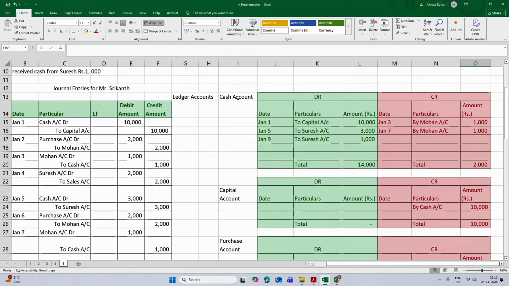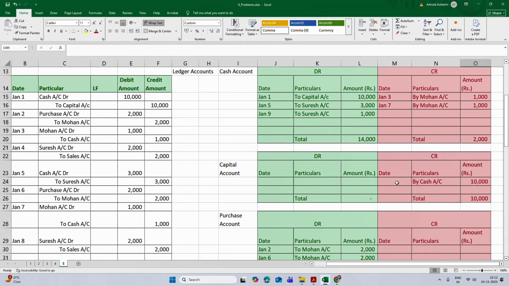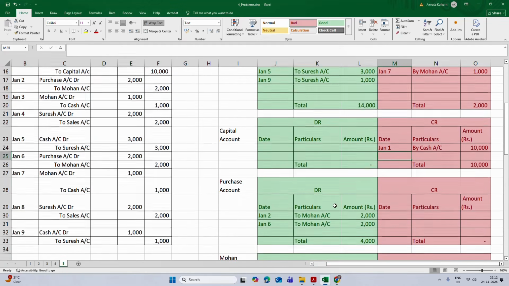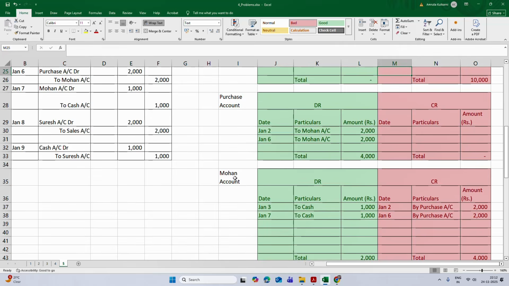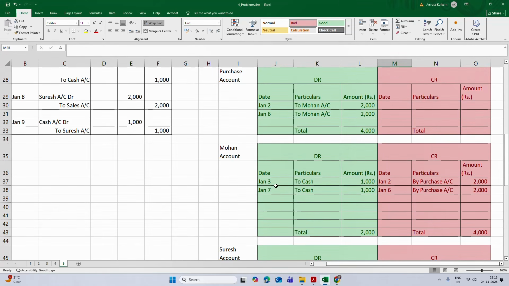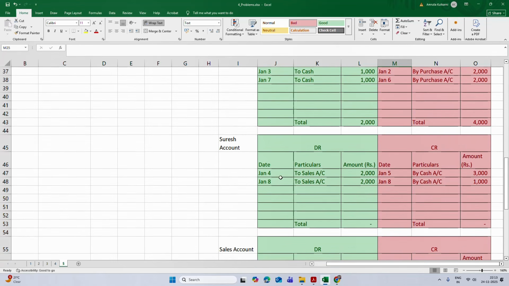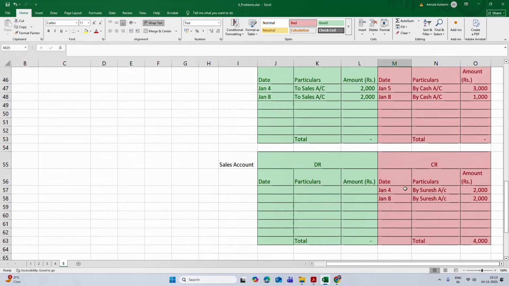So now we have in cash account these three transactions on debit side, Jan 1, 5 and 9, and on credit side we have Jan 3 and 7. Now in capital account we just have one transaction, that is by cash on Jan 1. Then in purchase account we have two entries, Jan 2 and Jan 6. Then for Mohan account we have two entries on debit side, Jan 3 and 7, and on credit side we have again two entries, Jan 2 and 6. In Suresh account we have two entries in debit side, Jan 4 and 8, and credit side Jan 5 and 8. And in sales account we just have two entries on credit side, Jan 4 and 8.